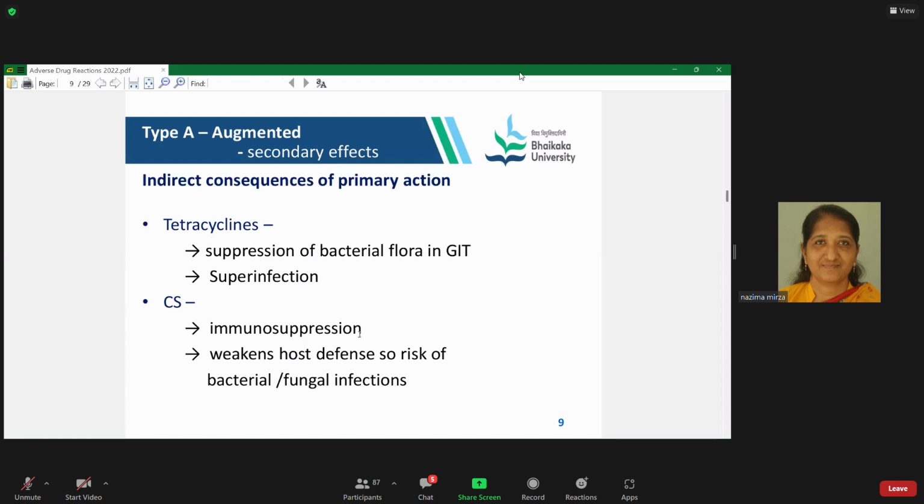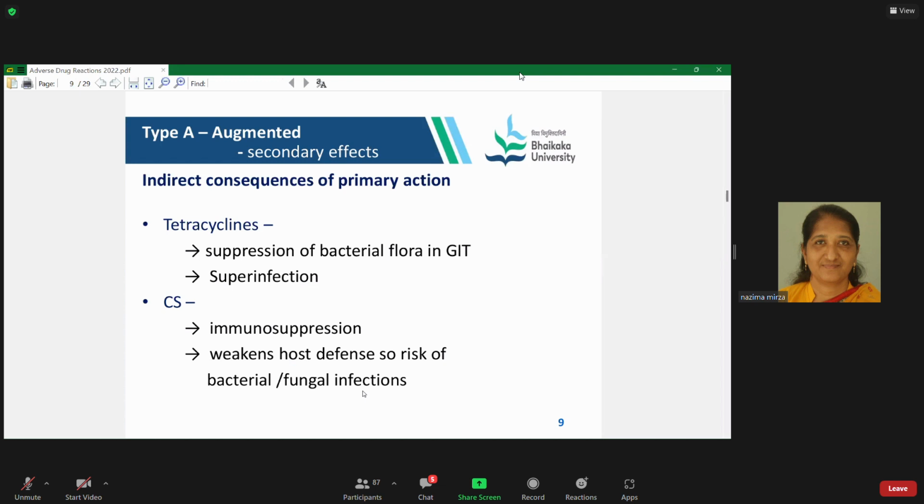इम्यूनोसप्रेशन कहाँ देंगे हम? इम्यूनोसप्रेसिव इफेक्ट कहाँ पे हमको चाहिए? In various cancer chemotherapy. As an adjuvant, we are using corticosteroid also to prevent graft rejection. We want the immunosuppressive effect of corticosteroid, but at the same time, it also weakens the host defense. So there are more chances of bacterial and fungal infections.